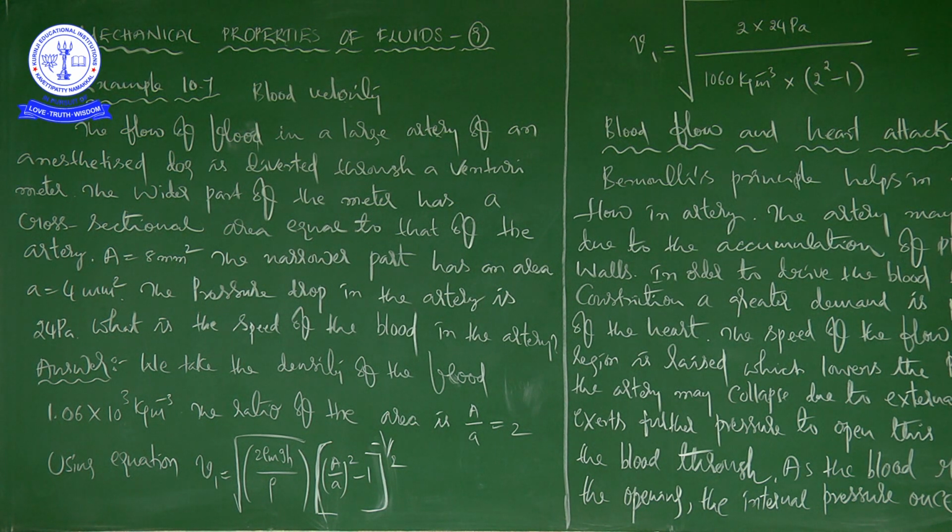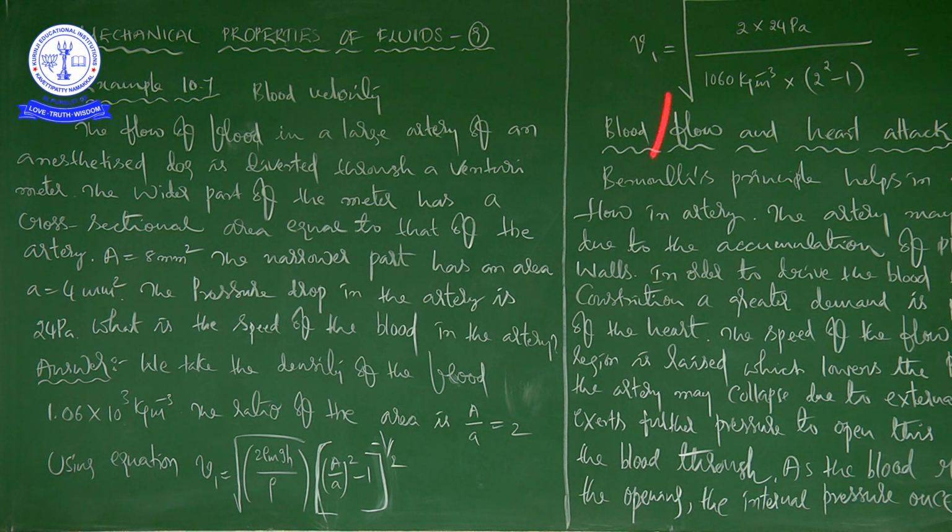Using the equation, v1 is equal to square root of 2 rho m g h divided by rho into (A by a whole square minus 1) whole power minus 1 by 2. This is the equation we derived in our previous class, right? That's the equation we are using now. So we take the density of the blood as 1.06 into 10 to the power of 3 kilogram per meter cubed, right? Then the ratio of the area A by a is, according to the given values, right?